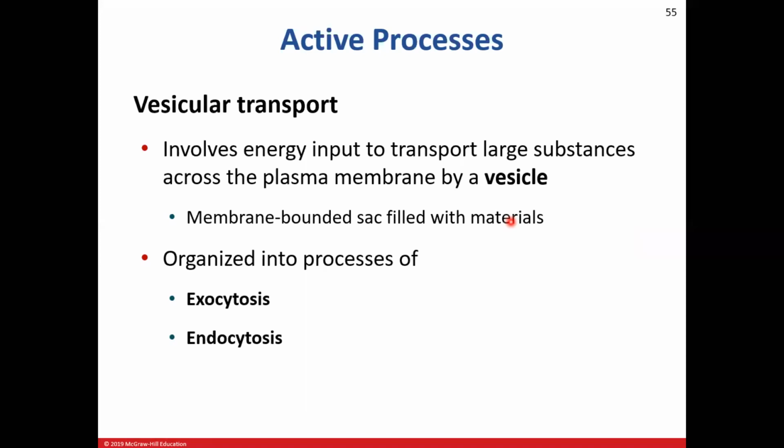So then we have vesicular transport. And vesicular transport actually involves energy input to transport large substances across the plasma membrane by a vesicle. We typically are going to see membrane-bound sacs that are going to be filled with material. And these are organized into the process of exocytosis and endocytosis.